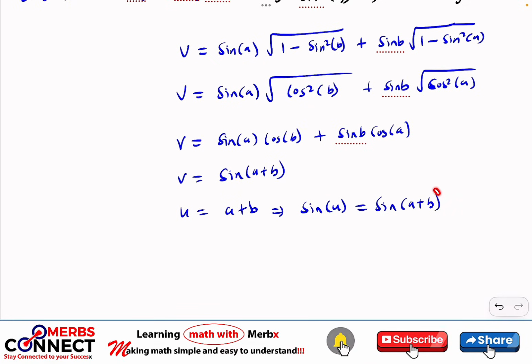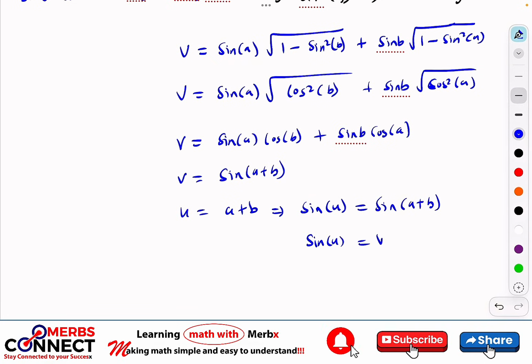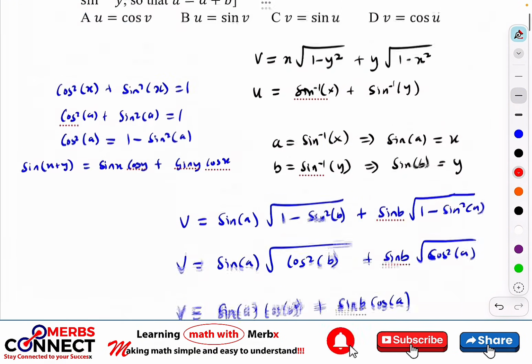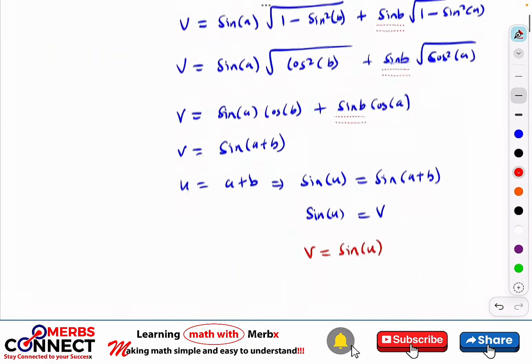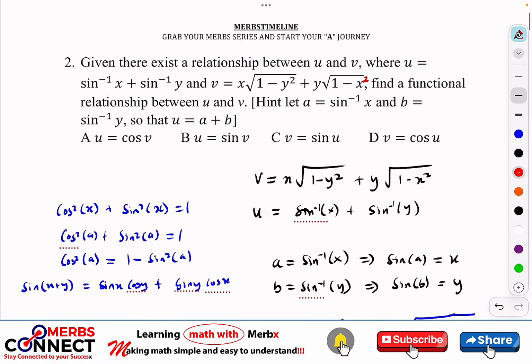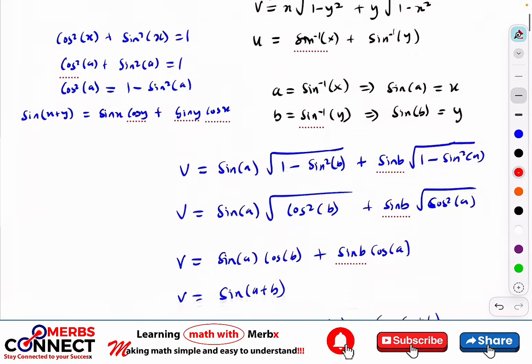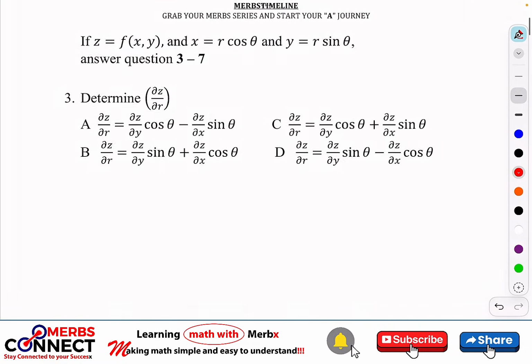And we can see that this is the same as v. So therefore, sine of u is the same as v. So that will be the relationship. So I can write this one as u equal to sine inverse of v. So let's go to the options to see if we have v equal to sine u. Yes, here. So that's what we are going to get for that particular question.